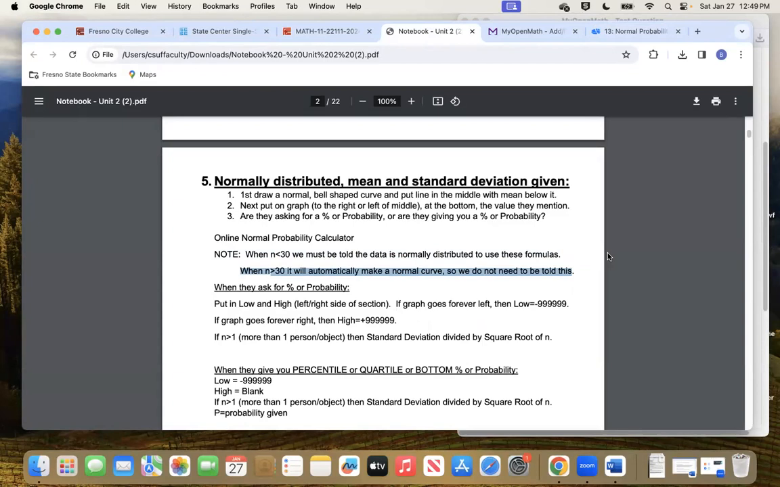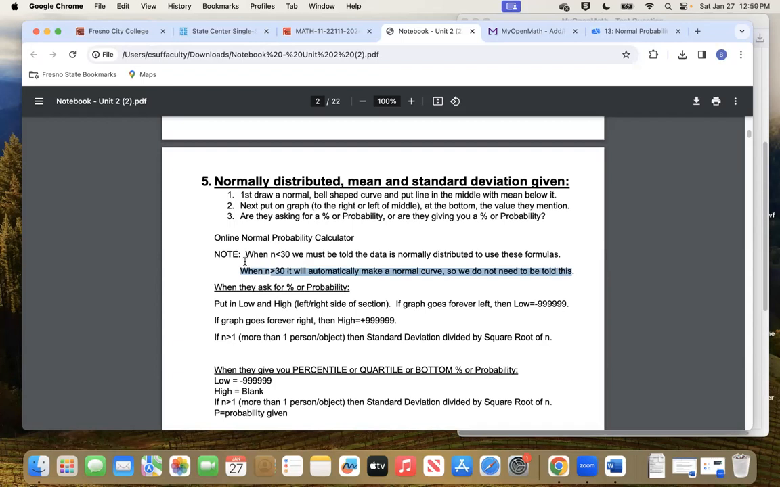They have to tell you, hey, this thing is normally distributed. Then you can go use the normal distribution calculator. If they don't tell you that, you can't be using it. Well, unless the group is more than 30. Because averages of groups more than 30 automatically make it bell-shaped. Automatically. They don't even need to tell you that.